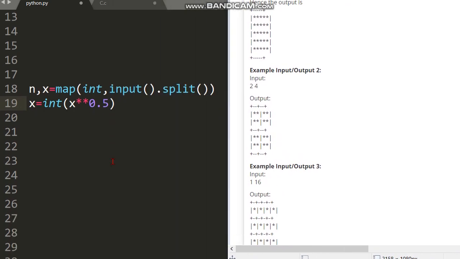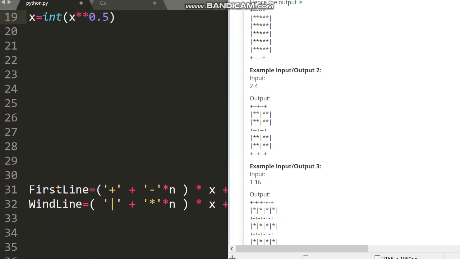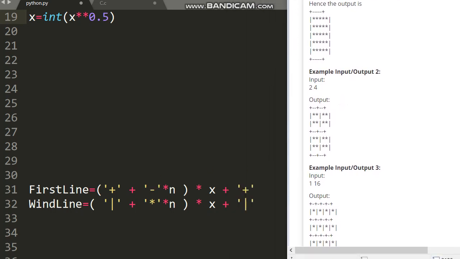So we got the input. After that I'm just having a first line. So first line in the sense this one. So this one is the first line. For that I am having a plus. So we are having plus here. So I have included the plus. After that we have minus. We have minus n times. So n is 2. So I included minus into n. So n times we are adding that.